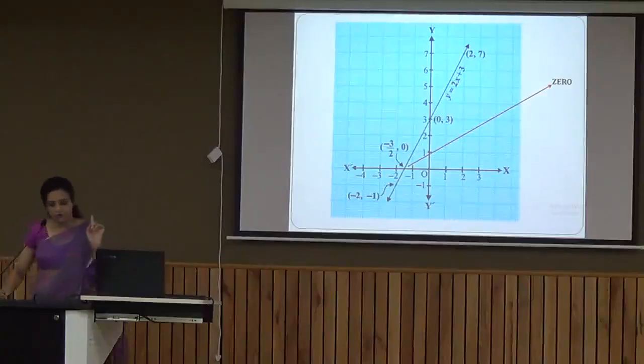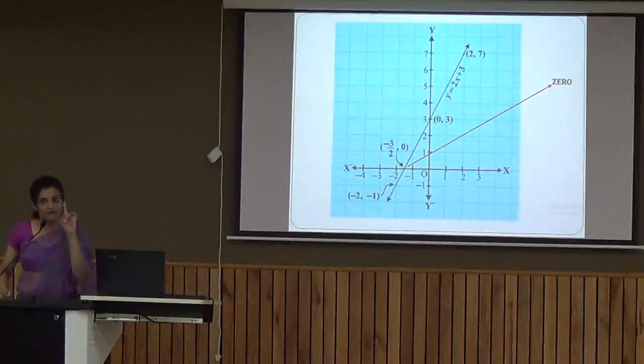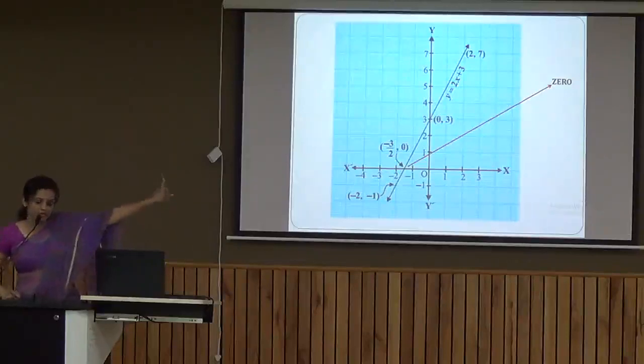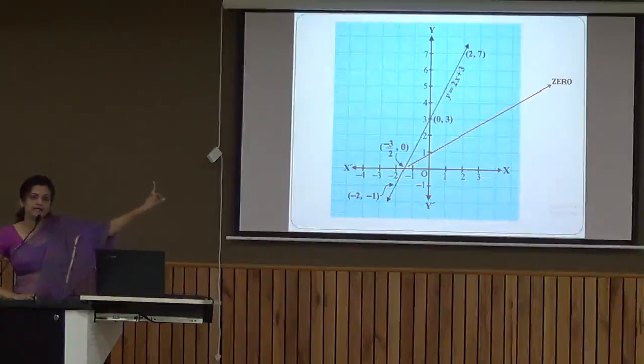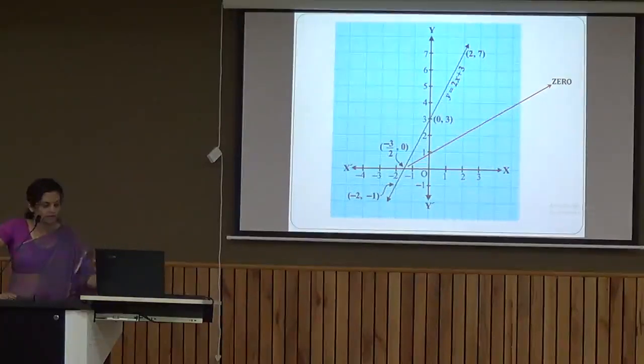Now can you see in the course of this graph, where is this line cutting the x-axis? Or in mathematical terms, where is it intersecting the x-axis? Can you see? It is intersecting the x-axis on the negative side, which is minus 1.5 or minus 3 by 2. So the zero of the polynomial is minus 3 by 2. Although this line is intersecting the y-axis also, we are not concerned with the y-axis.